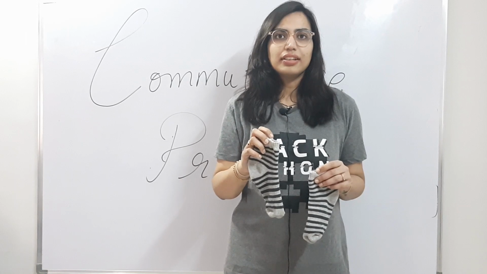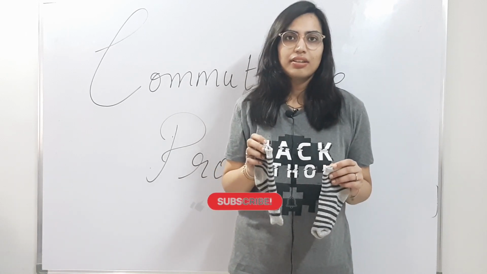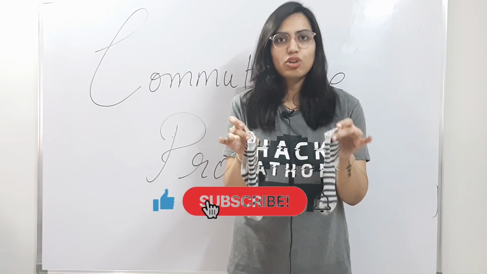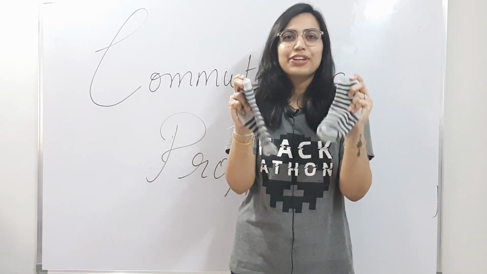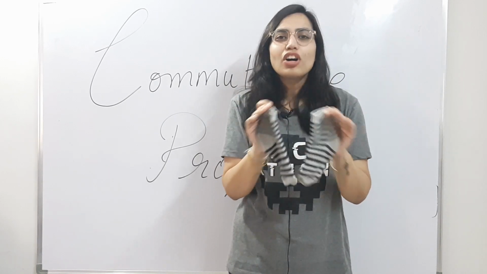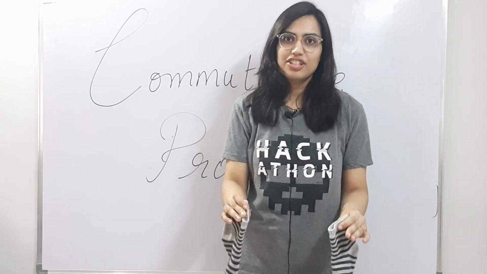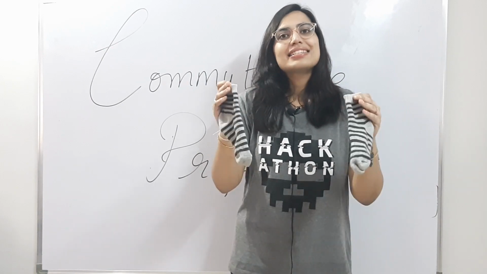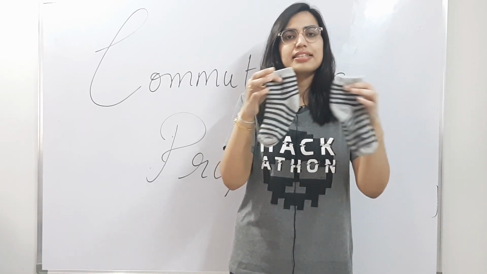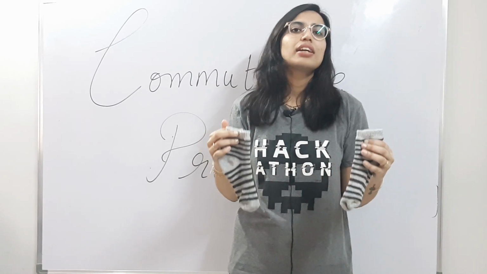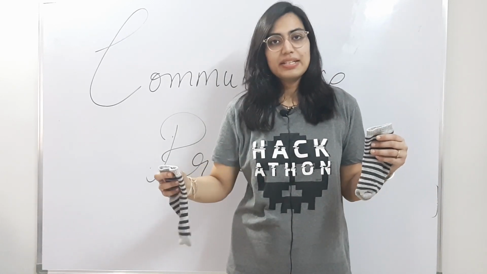But ultimately, towards the end of the day, I am just wearing socks. No matter what the order is, I can wear the left one and then right, or I can wear the right one first and then left. So this is commutative property. No matter what order you perform the operation in, you should get the same result. That is, left plus right is equal to right plus left. A plus B is equal to B plus A.